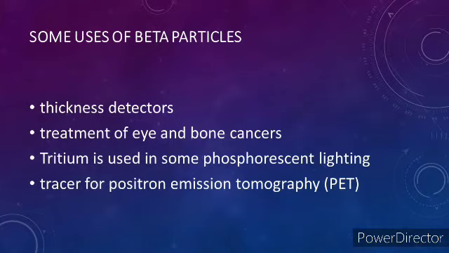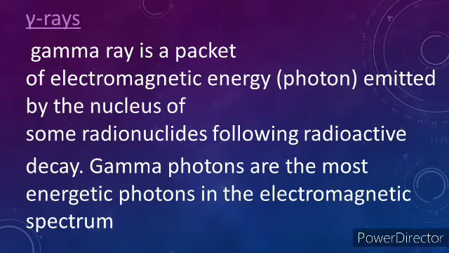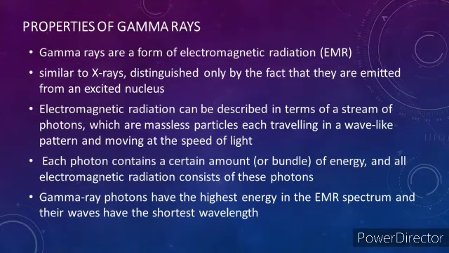Each photon contains a certain amount of energy, and all electromagnetic radiation consists of these photons. Gamma ray photons have the highest energy in the EMR spectrum, and their waves have the shortest wavelength. Gamma ray photons generally have energies greater than 100 keV. For comparison, ultraviolet radiation has energy that falls in the range from a few electron volts to about 100 electron volts and does not have enough energy to be classified as ionizing radiation. The high energy of gamma rays enables them to pass through many kinds of materials, including human tissues. Very dense materials such as lead are commonly used as shielding to slow or stop gamma rays.